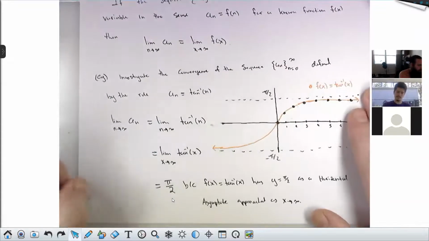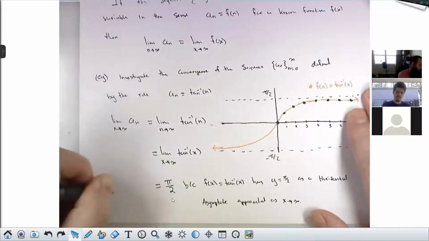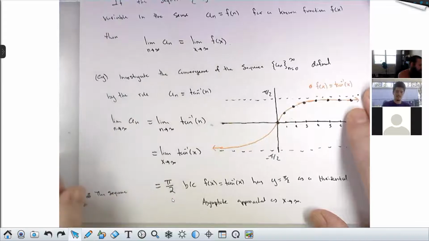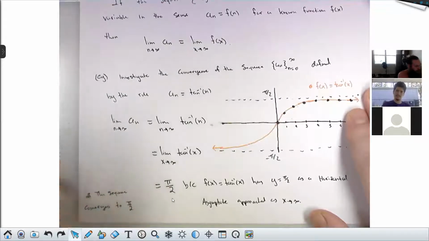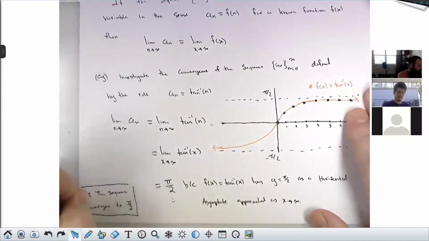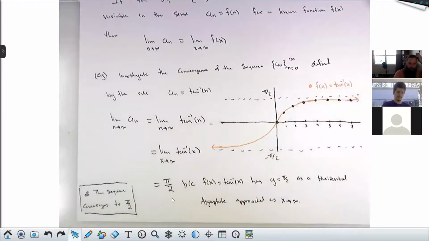So here I would say, therefore, the sequence converges to pi over 2. That would be my final answer here. But the real important stuff is the work and the understanding of where this is going and why.